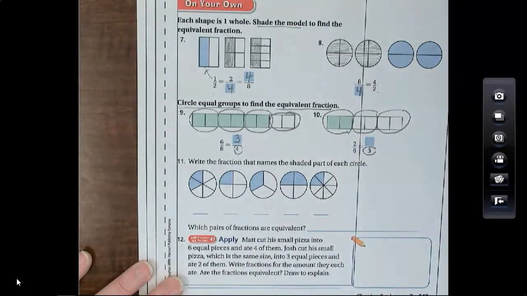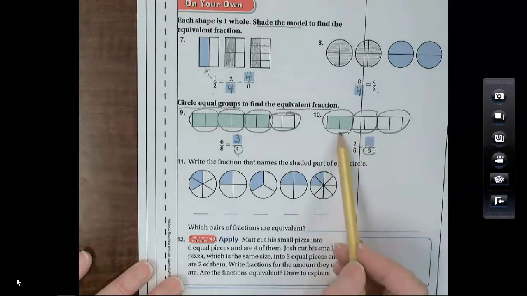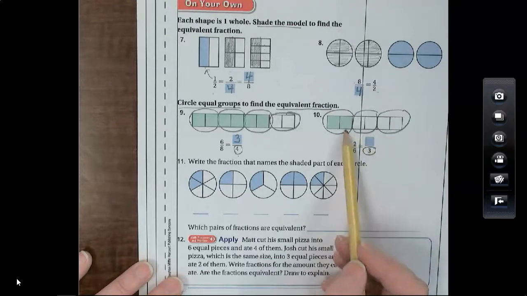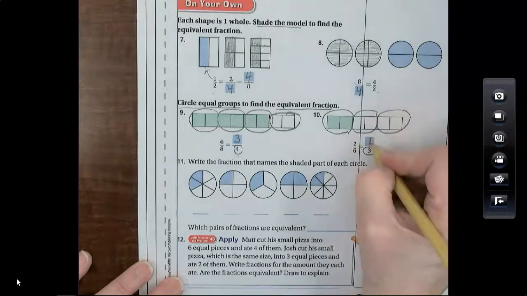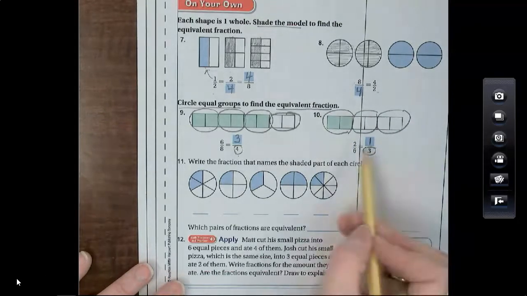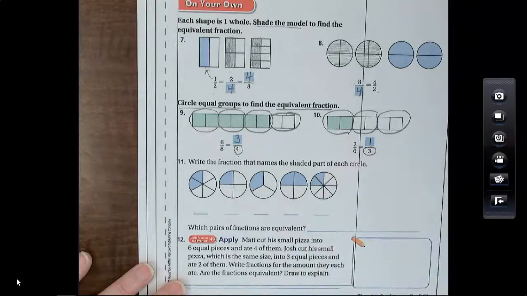Out of those groups, how many are shaded? You got 1, 2, 3 groups. This group is shaded. This one is not shaded. This one is not shaded. So 1 out of the 3 groups is shaded. So 2/6 equals 1/3.